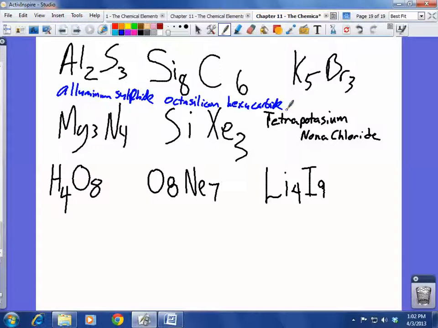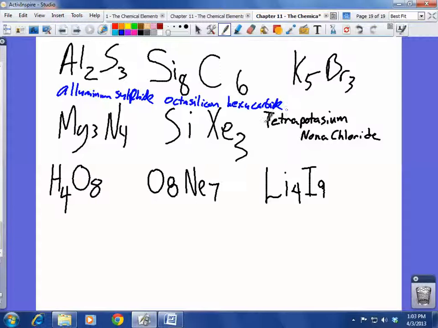K5Br3. Bromine, yeah. So potassium bromide. Because remember, we have a metal and a non-metal, so it's just potassium bromide. Okay. Mg3N4. Well, just magnesium nitride. Okay.